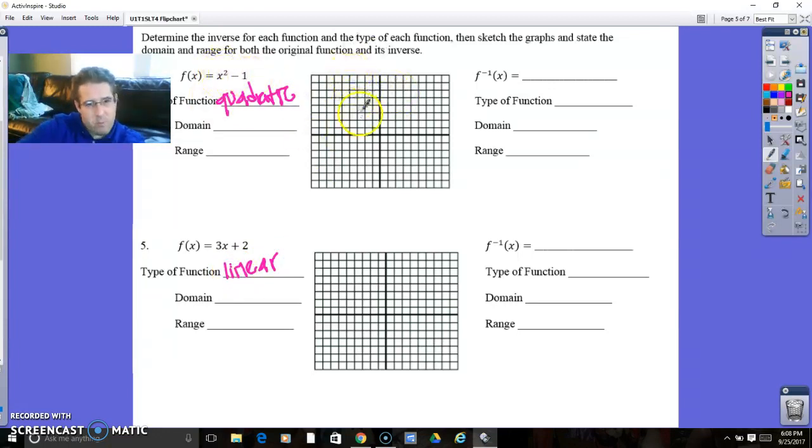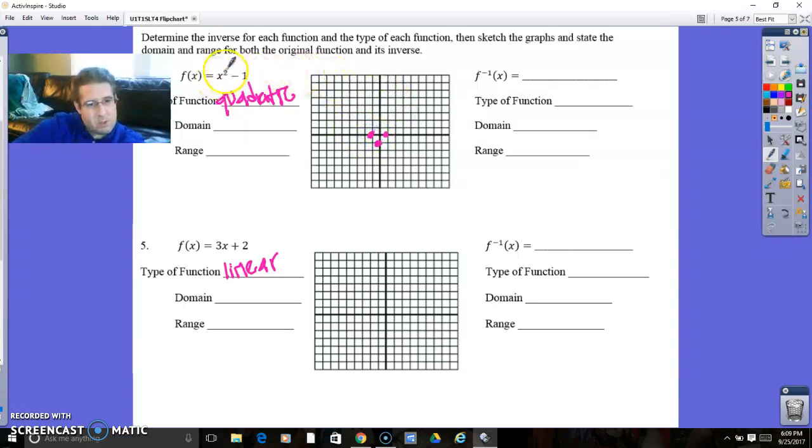Alright, so now that we have identified what type of function it is and the reason why, now let's graph it. Now this is x squared, which would look just like this. But this is x squared minus 1. So if I put 0 in for x, 0 times itself is 0, minus 1 is negative 1. If I put 1, 1 times 1 is 1, minus 1 is 0. Now I know the other side of the parabola is going to be exactly the same.